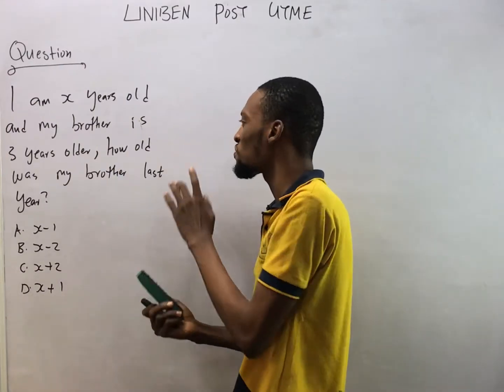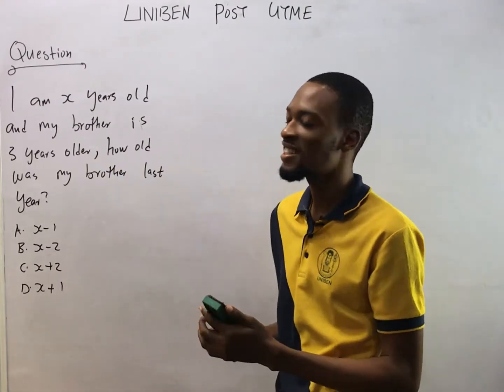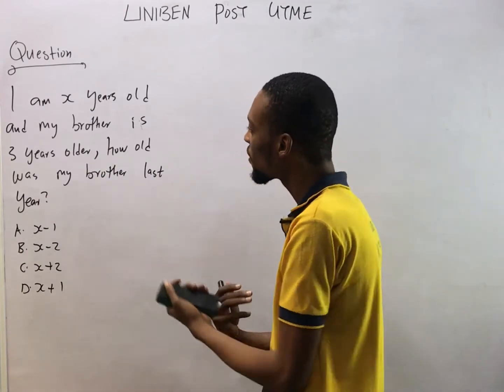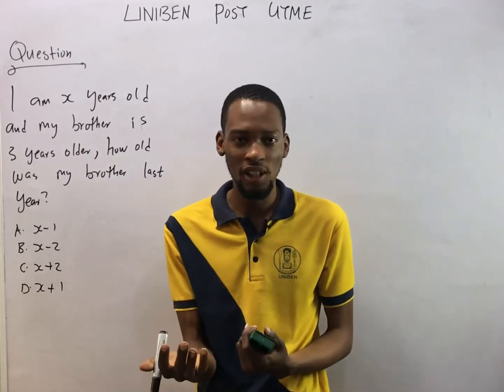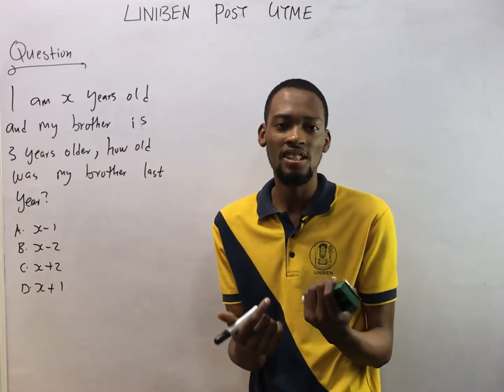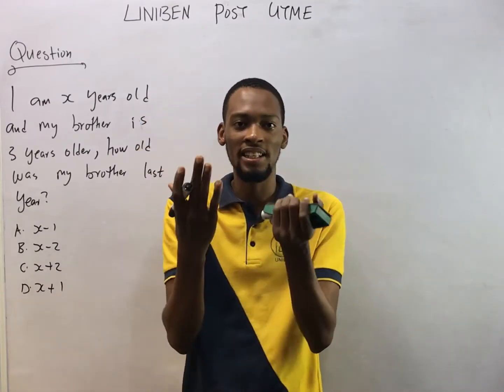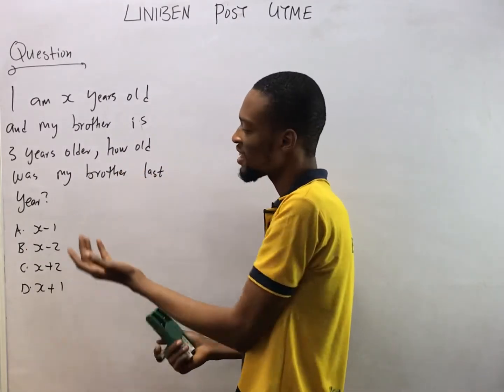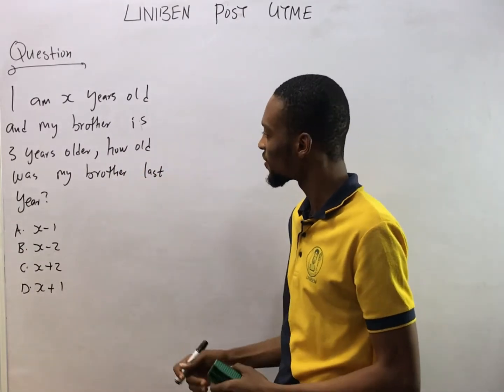Now look at this beautiful question. It says, I am 8 years old and my brother is 3 years older. That means it's referring to my elder brother. It's older than I am. How old was my brother last year? So these are your options.